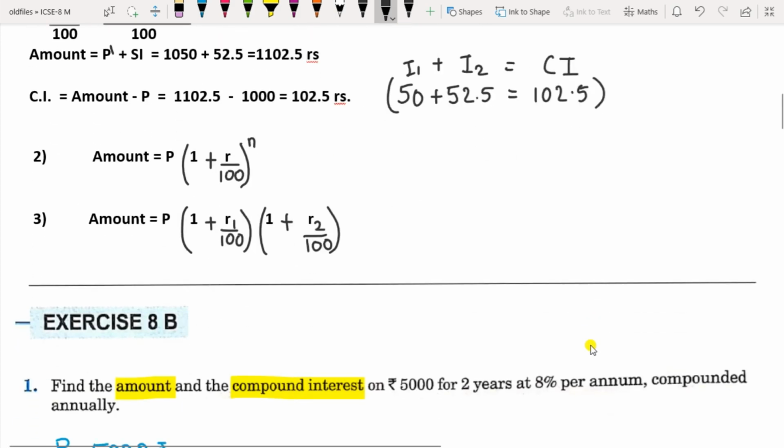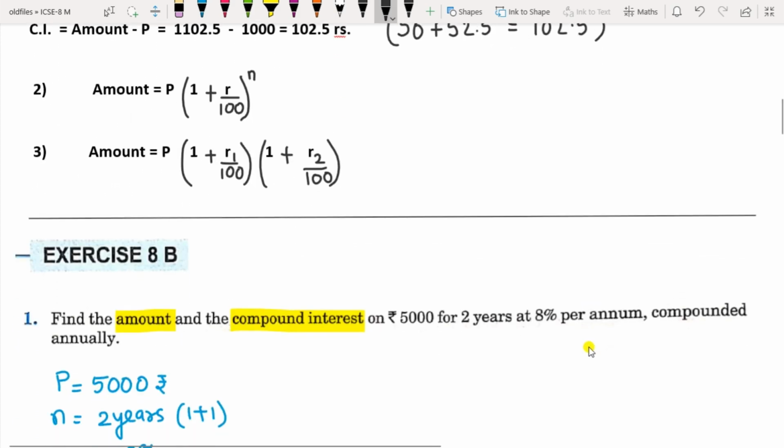Now there is another formula to find the compound interest. You apply the formula for amount equals P into 1 plus R upon 100 raised to N. From this you will get the amount, and then you find the compound interest as CI equals A minus P. By doing this you can get the compound interest. This is the second formula.